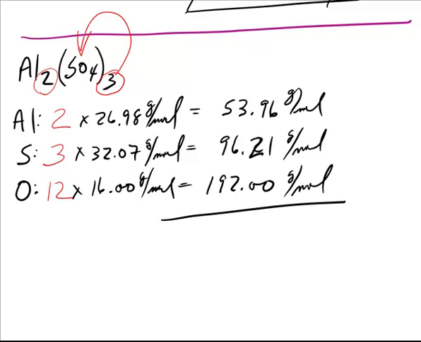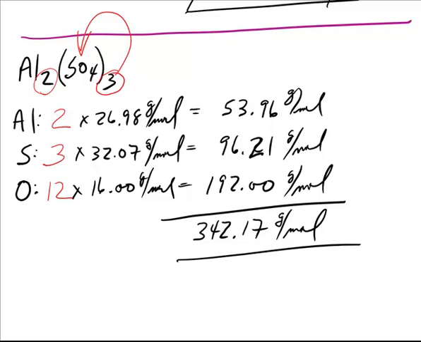And then, now that we've done the multiplication, we just have to add these together. And they add up to 342.17 grams per mole. And that is our molar mass of aluminum sulfate.